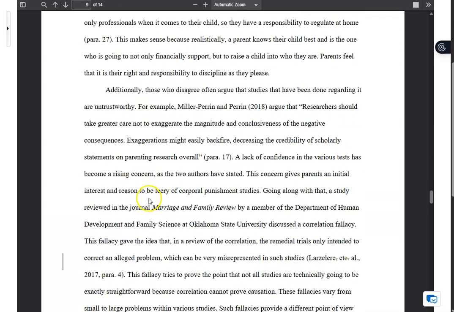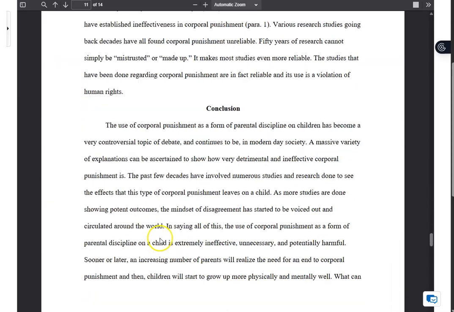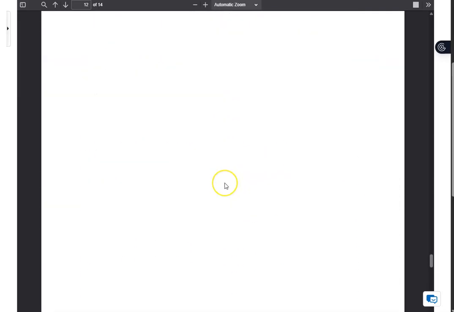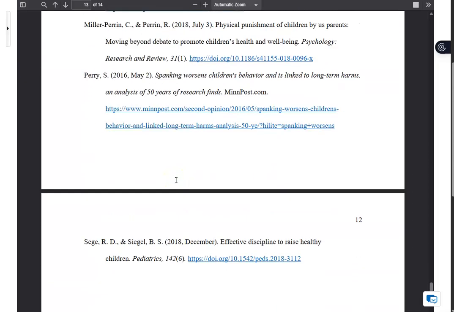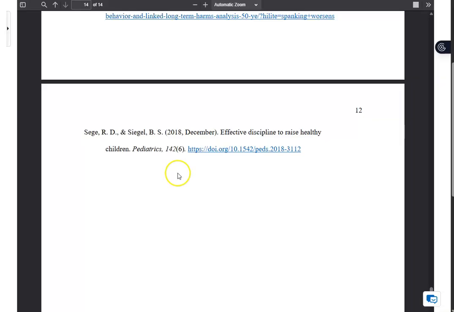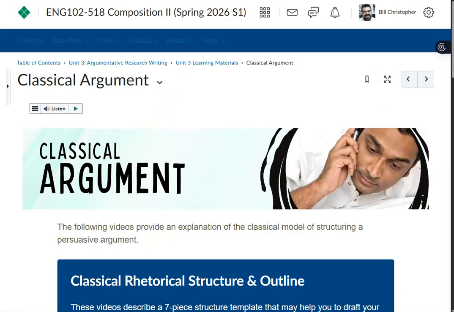We see 2 paragraphs for the counter-argument. The rebuttal, we see 2 paragraphs for the rebuttal. Then we have our conclusion. And then we finish up with our references, everything that was listed in the document itself, okay? So, after seeing your future, you can find out what a classical argument is by going back here. Here it is.